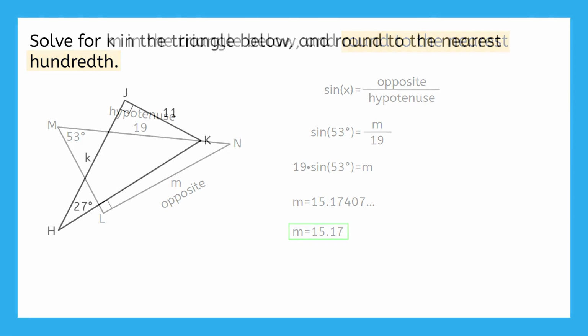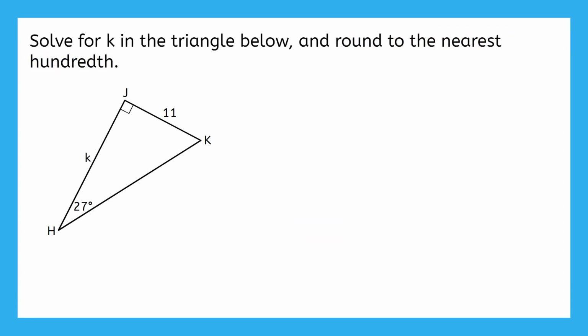Let's do one more. In our second problem, we're asked to solve for k in the triangle below and round to the nearest hundredth. Notice that this problem looks very similar to the last one. We have a right triangle where we have one known angle, one known side length, and an unknown side length that we want to find. The only difference here will be in which sides you're working with, and therefore which trig function you need to use. From the 27-degree angle that we've been given, how would you label the sides with lengths 11 and k in this triangle?